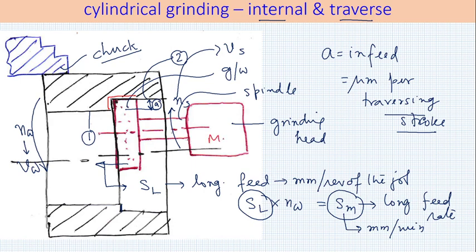This is being driven by a motor 1. This spindle or the chuck is driven by a motor 2. But motor 1 is only giving rotation to the spindle. Motor 2 is giving rotation to the chuck. This feed is not coming from this motor. This feed is coming from M2, just like in a lathe.